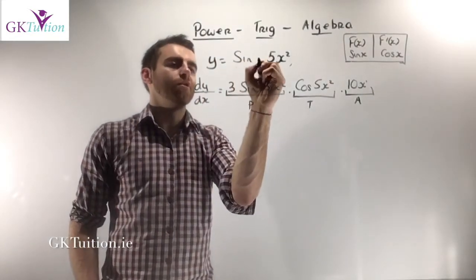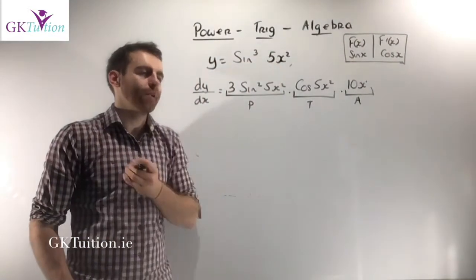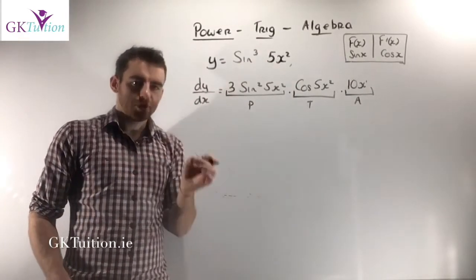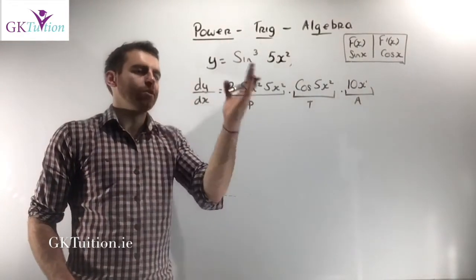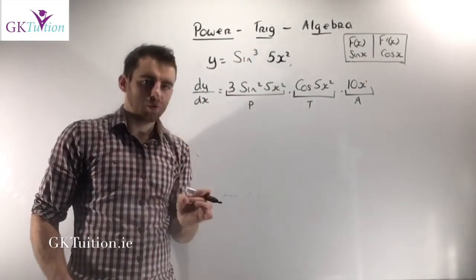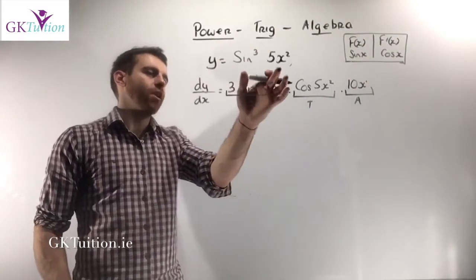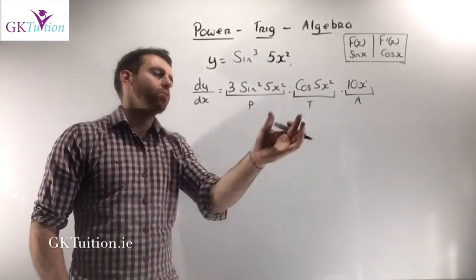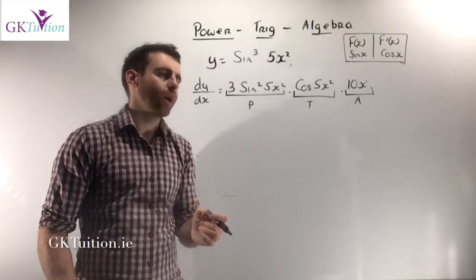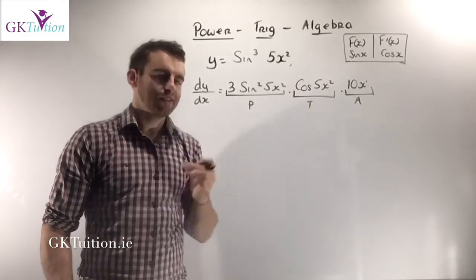So, obviously I shouldn't have actually wiped that out, I was only doing it to explain it. The derivative of sine cubed 5x squared, you first deal only with the power. So you get 3 sine squared 5x squared. Then you deal only with the trig. The derivative of sine of an angle is cos of that angle, so I get cos 5x squared. Then you deal only with the algebra. The derivative of 5x squared is 10x.